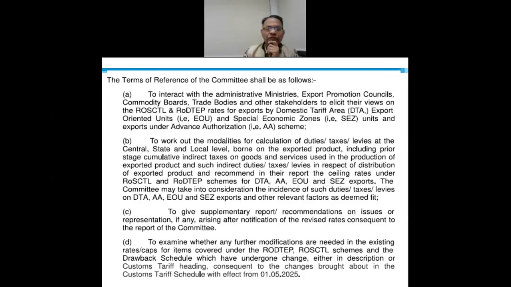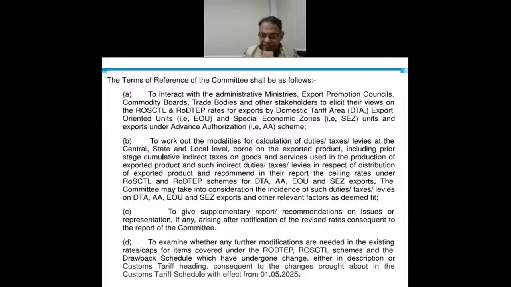Point C, to give supplementary report recommendations on issues or representation, if any, arising after notification of the revised rates consequent to the report of the committee. So this is a bureaucratic way that first we'll declare the rates, and then if you have still certain problems, we'll reconsider them.